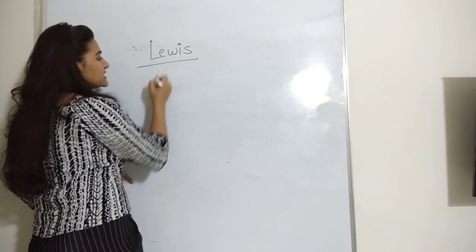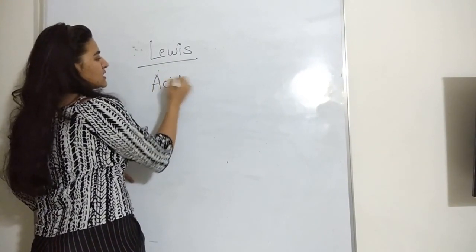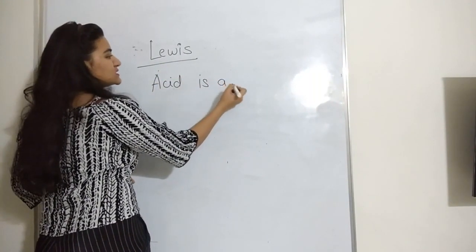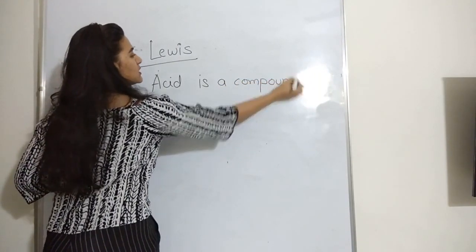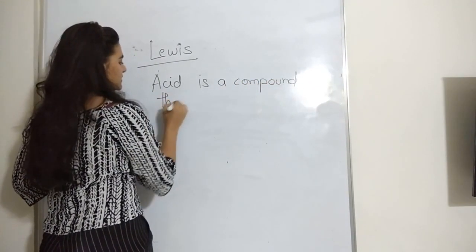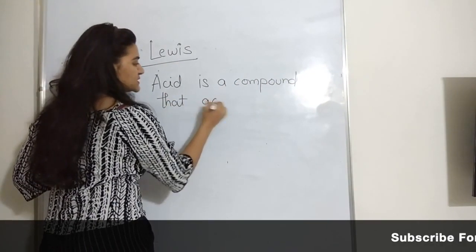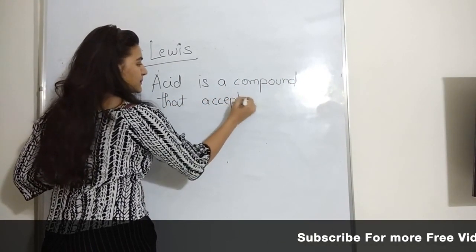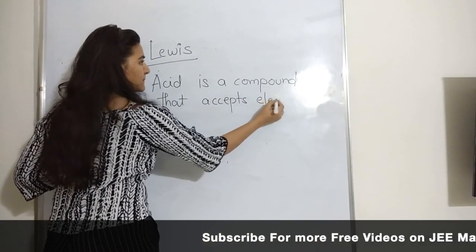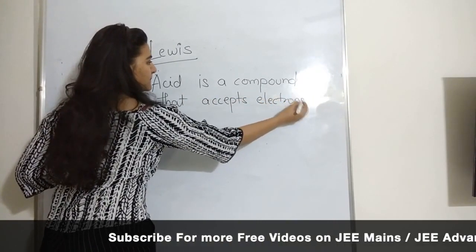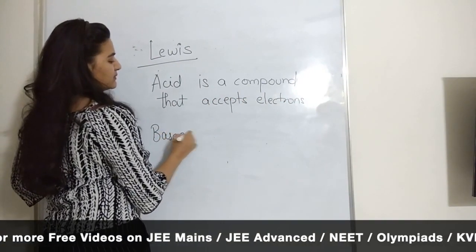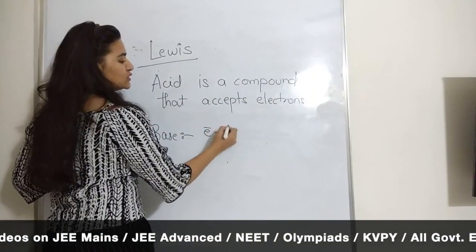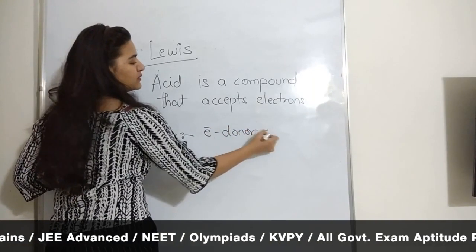So an acid is a substance or a compound that accepts electrons, and a base, on the other hand, becomes the electron donor compound.